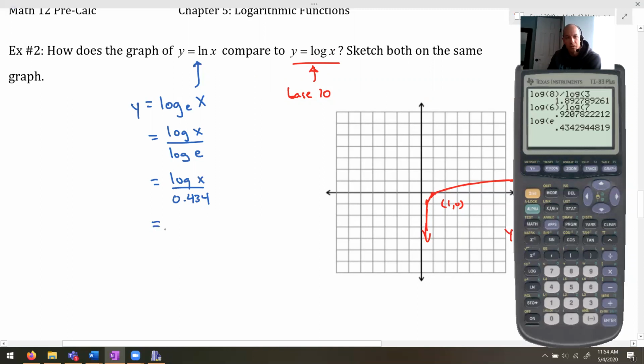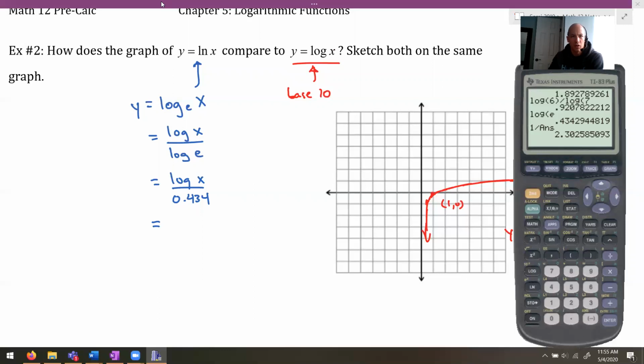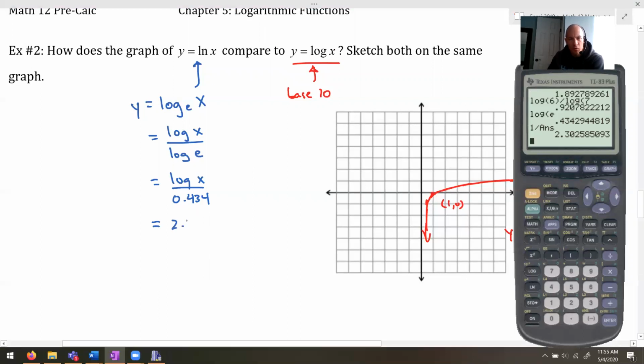Or if I wanted to think of it maybe in terms of a multiplying thing, because I want to think in transformations, I could go 1 divided by the answer to get the reciprocal, and that's the same as about 2.30. So this is the same as 2.30 times log x. So what I can see here is that this number out in front, this is a vertical expansion, right? This is my function. That's my function, so any number multiplied by the function will vertically expand it by a factor of 2.3.